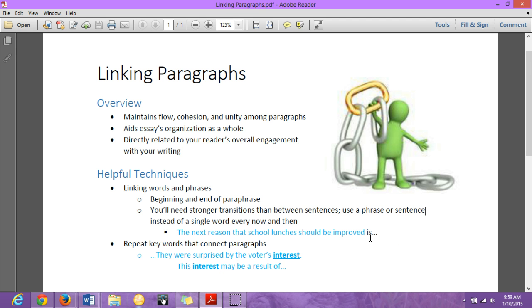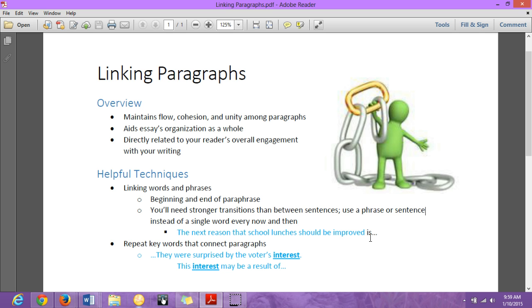So really, the main idea, again, is the same. It helps maintain your flow, cohesion, and unity, but in this case, you're doing it among your paragraphs. So instead of showing how your sentences are arranged, you're showing how your paragraphs are arranged, how they're related, and how they are unified. It also helps your reader move from one paragraph to the next and shows your reader how your thought process is logical and moving from point to point. So again, you're working with your organization as a whole, as in a whole essay, as opposed to within a paragraph when you're linking your sentences.